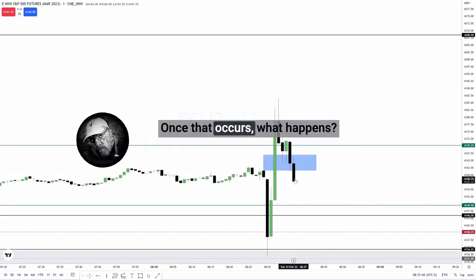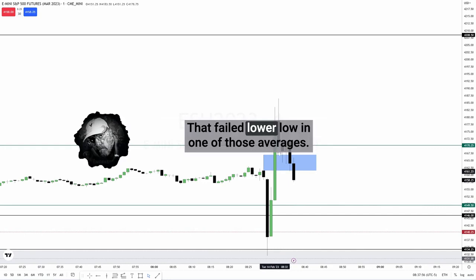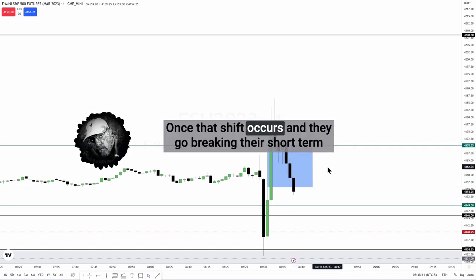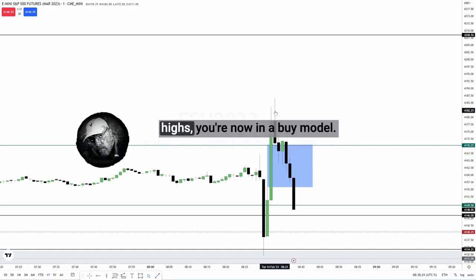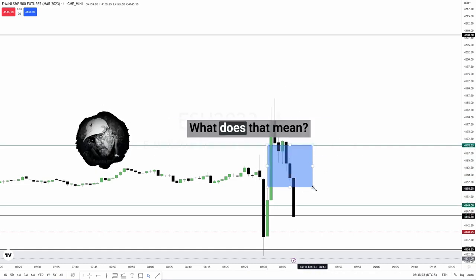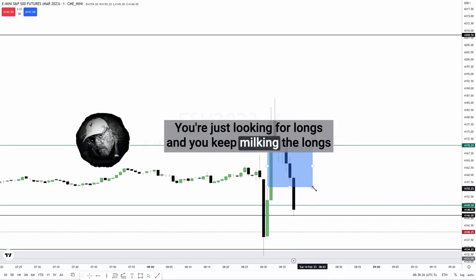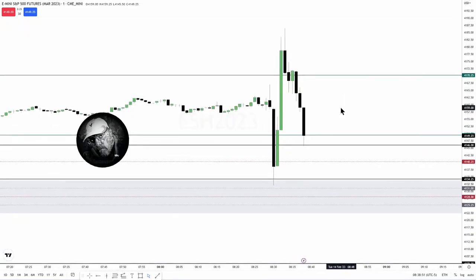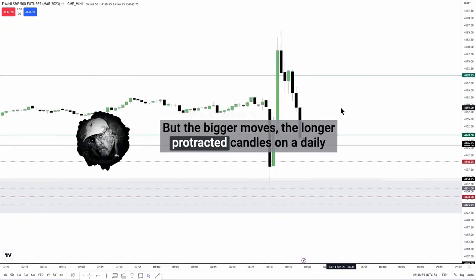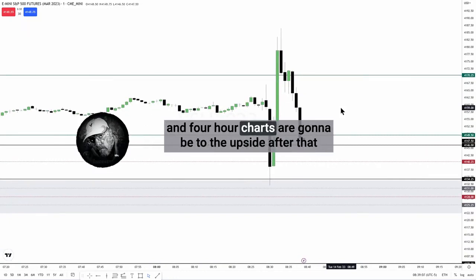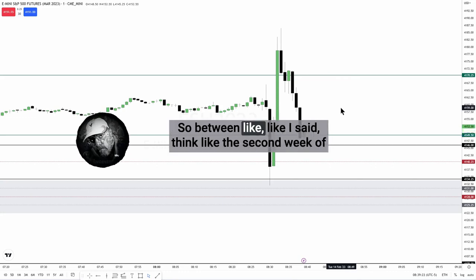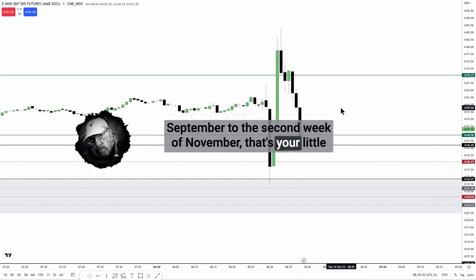Once that occurs, what happens? That failed lower low in one of those averages, that's simple Dow theory. Once that shift occurs and they go breaking their short-term highs, you're now in a buy model. What does that mean? You're just looking for longs and you keep milking the longs with the largest leverage. And you can take shorts, and you've seen me do that. But the bigger moves, the longer protracted candles on the daily and 4-hour charts are going to be to the upside after that occurs in the lows in the fall. So between, like I said, the second week of September to the second week of November. That's your little sweet spot.